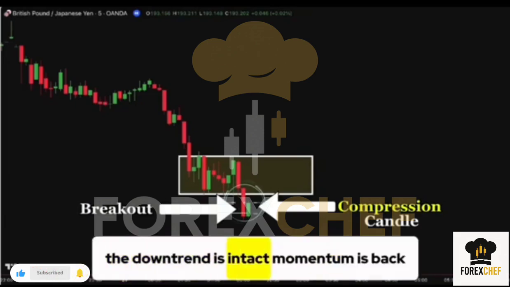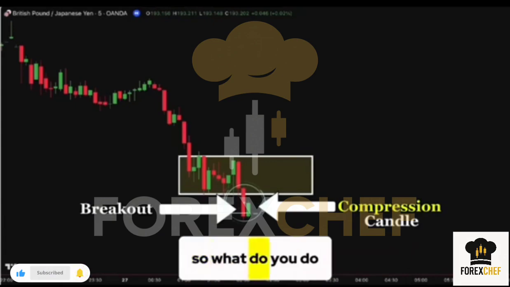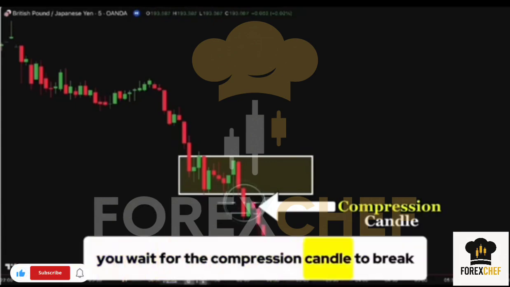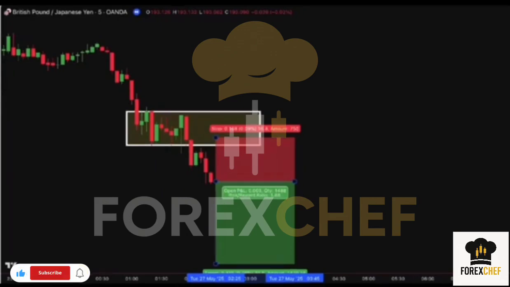The downtrend is intact, momentum is back, and price just gave you a clean breakout. So what do you do? You wait for the compression candle to break, and when it does, you enter the trade. The market breaks below, confirming the setup. You place your stop loss just above the mother candle, and set your risk to reward. Everything looks perfect, but look at what happened next.